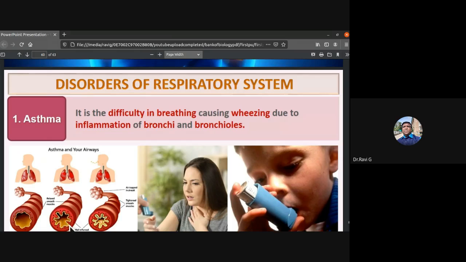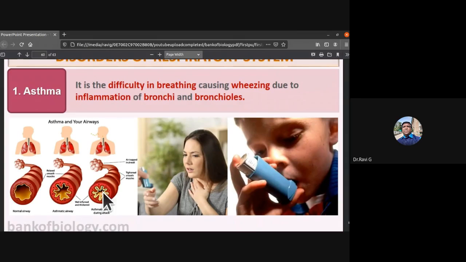That happens during asthma. The inflammation reduces the area for movement of air, and when air moves through the reduced area during forced respiration, it causes the wheezing sound. Okay. So you can see here tight and relaxed smooth muscles, and the inflammation that has taken place in the asthmatic airway during an attack. So this is how the airway gets reduced.